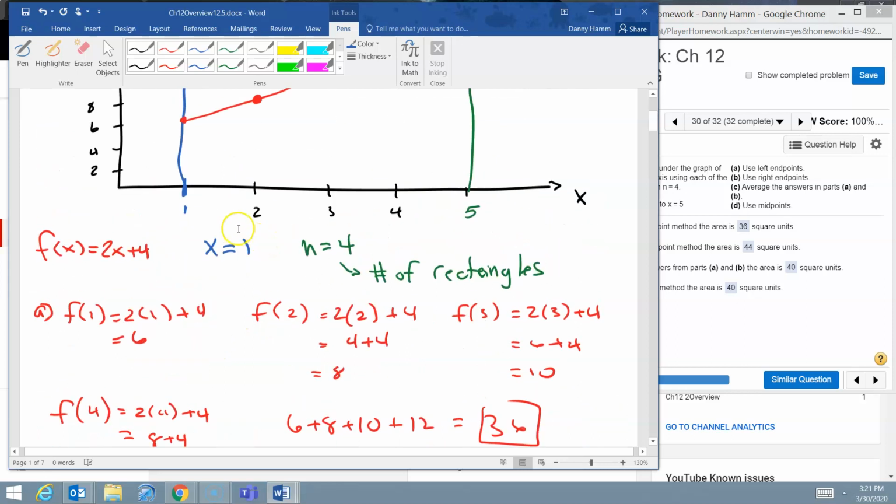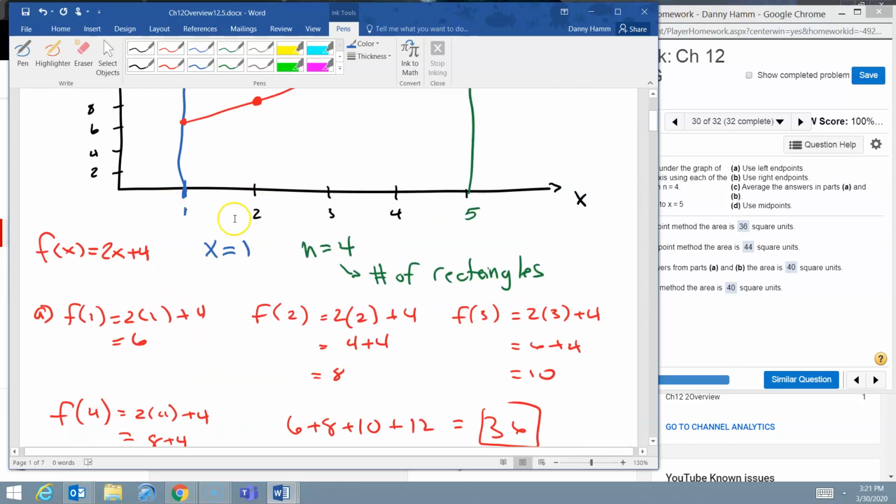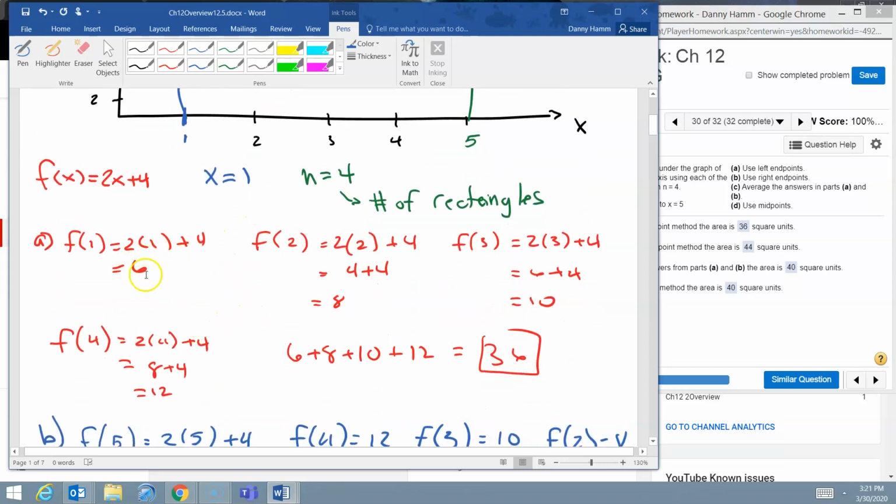And since our distance between 1 and 2 is 1, we kind of miss that here. So 6 times 1, 8 times 1, 10 times 1, and 12 times 1 for the area of that rectangle. And then we just add up these values after we plug them into the function. So 36 represents the area using the left endpoints.